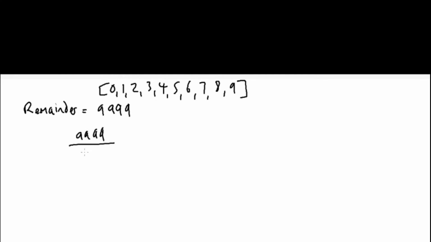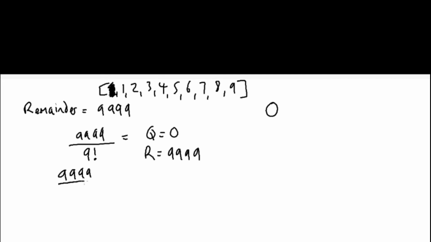We begin by dividing 9999 by 9 factorial. 9 factorial is a lot more than 9,999. So we have a quotient which is 0 and a remainder which is still 9999. Now look at the quotient, it's 0. So we go to the 0th index in our array and we see that the value there is 0. So that is the first number in the lexicographic permutation. This is then taken out of the array. And we continue.